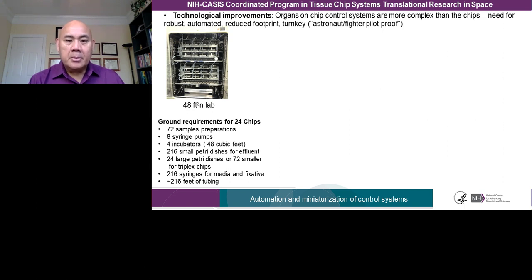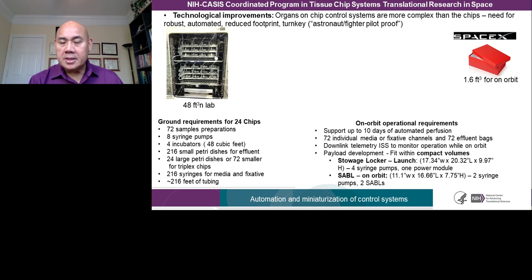So just to give you an example, if we are to conduct an experiment on 24 chips here on Earth, this would be essentially looking at 72 samples. What we're looking at would be multiple syringe pumps, 4 incubators, each of which are 48 cubic feet, multiple tubings, and a large number of collection vials. But of course, it's severely constrained in terms of real estate at the International Space Station.